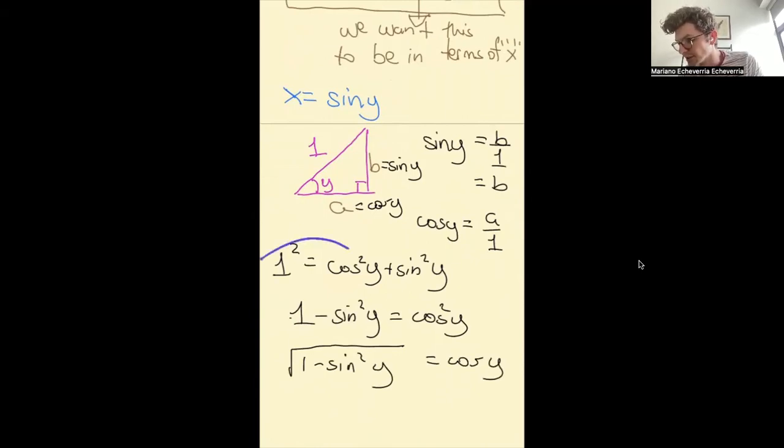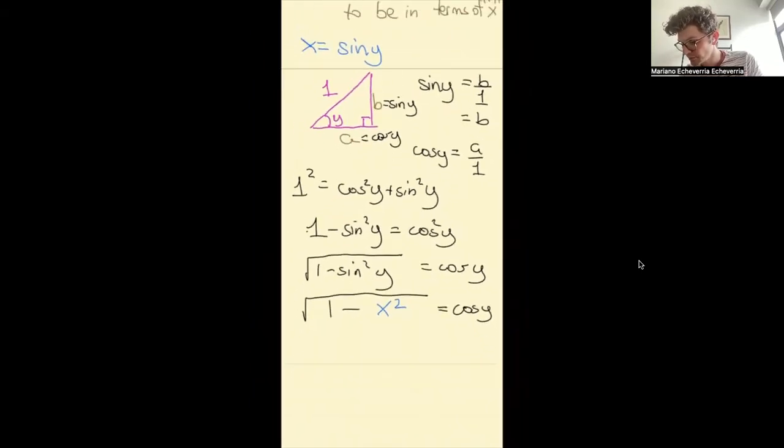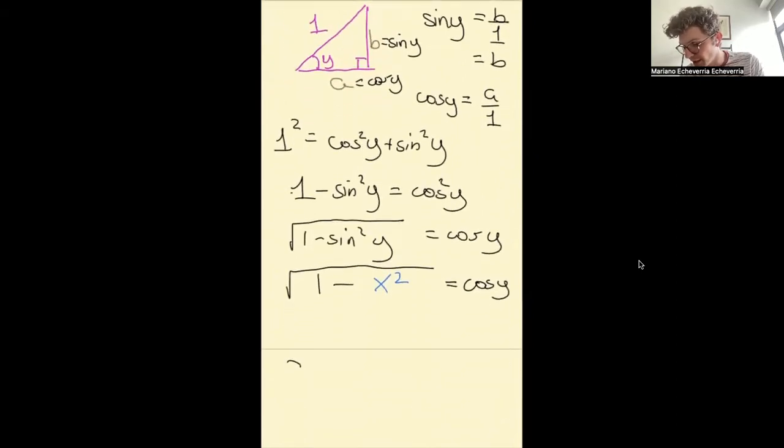I guess I could have started just with this all together, but that's just a refresher of where this comes from. And then just because of the particular names we gave to the variables in this problem, x is being called sine of y. So this becomes root of 1 minus x squared equals cosine of y. So why is that useful? Because the dy/dx, which was 1 over cosine of y, in terms of x becomes 1 over root of 1 minus x squared.